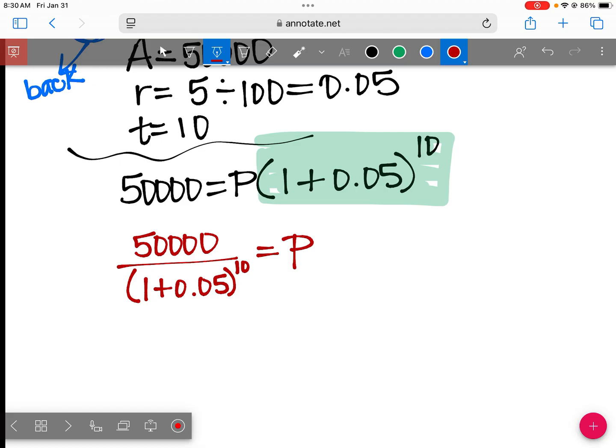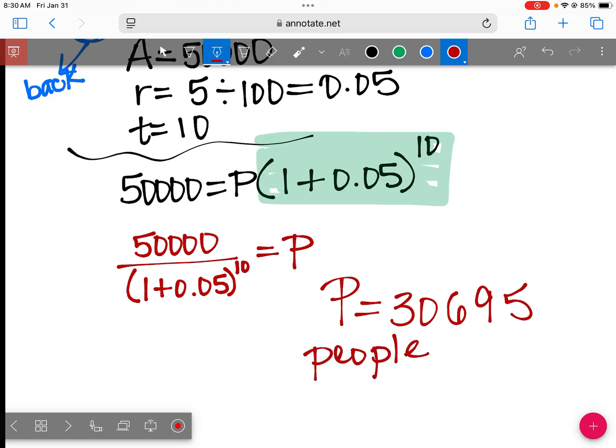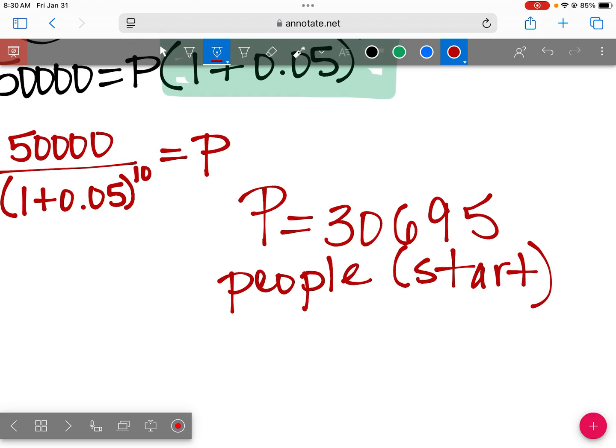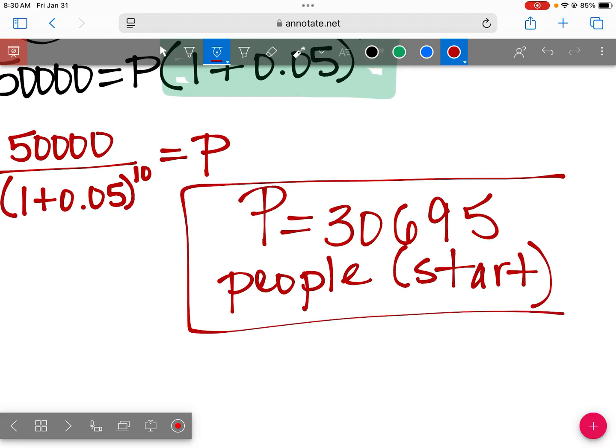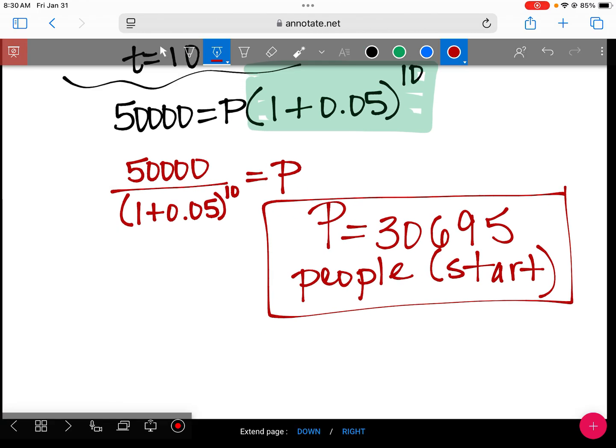All right, who got 30,695? Good. So that means that 10 years ago, the starting population of this town was 30,695 people, and that was my start. So we didn't find the end, we had to go backwards and find the start. So we have one last question. Let's go ahead and look at that together.